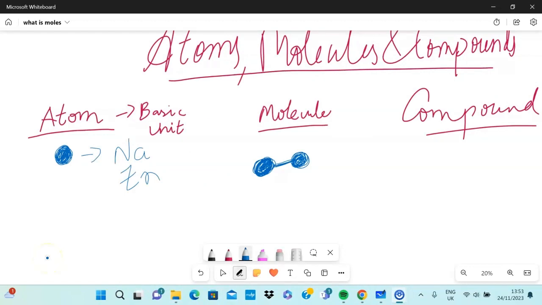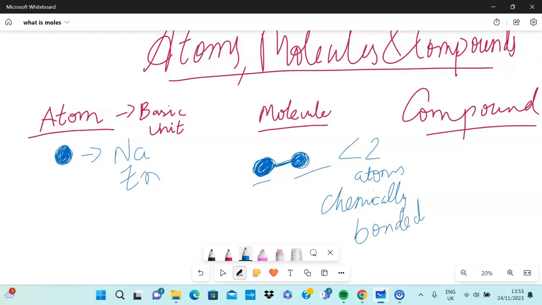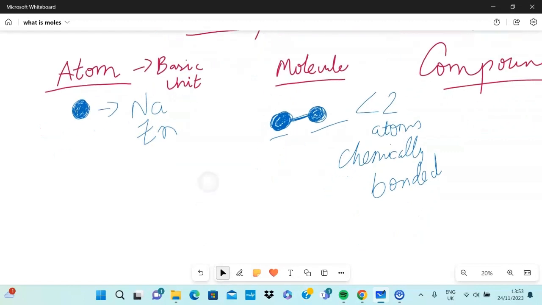Next up is a molecule. Molecule is when any atom is bonded to another atom or multiple number of atoms. So anything more than 2 atoms, chemically bonded, is your molecule. So the only difference between molecule and a compound is that your molecule usually is the same atom. So if you see here, both of them are blue.